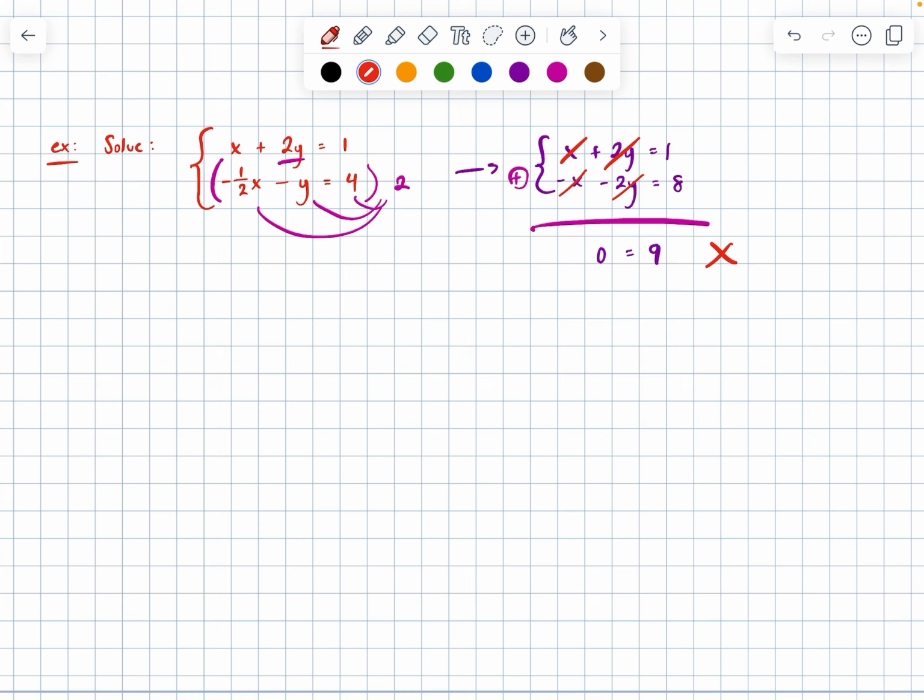Therefore, what does this tell me about my solution set to my system? 5, 4, 3, 2, 1. So this is going to be an inconsistent system. It has no solution because we've arrived at a statement that is fundamentally false. These lines are parallel to each other.